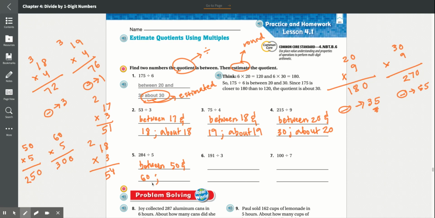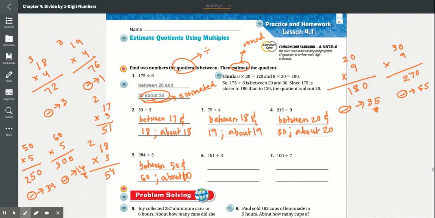Well, we need to see which one is closer. So between 250 and 284, there's a difference of around 34, while for the 300 and 284, there's only a difference of 16. So we can see that this one is a smaller difference. So the 300 is closer to 284. So we can say that it's about 60.